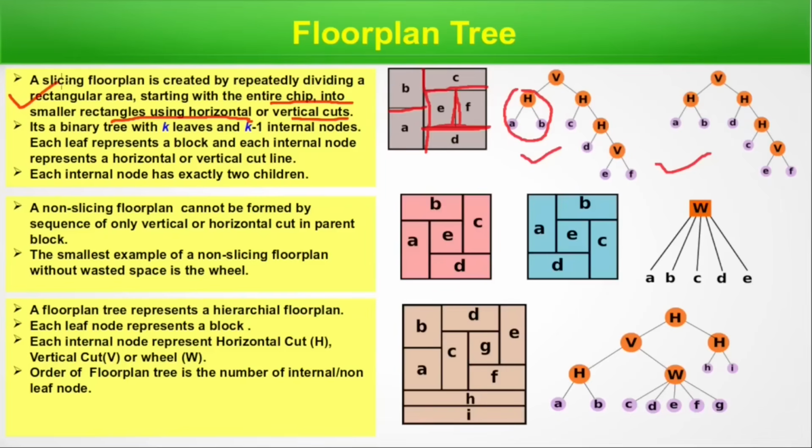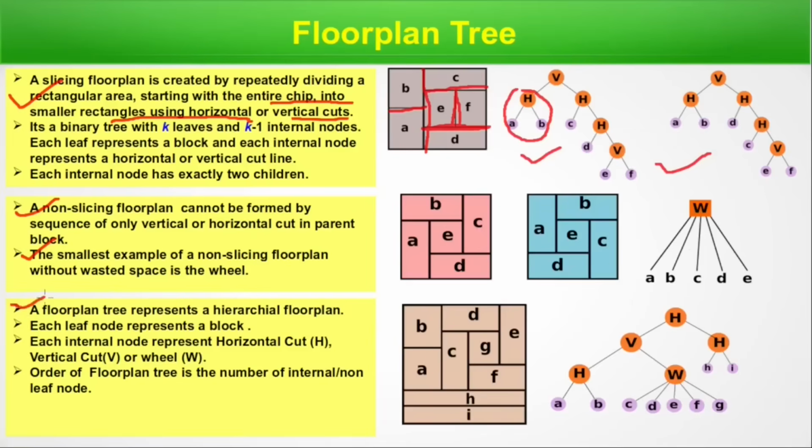This is a slicing floor plan. Now a non-slicing floor plan cannot be formed by a sequence of only vertical or horizontal cuts in the parent block. Look, there is no vertical or horizontal cut which divides the whole block into two. There is nothing like that. The smallest example of a non-slicing floor plan without wasted space is the wheel. Like if we go clockwise, like A, B, C, D, E. Another could be A, B, E, C, D. So it's like a wheel.